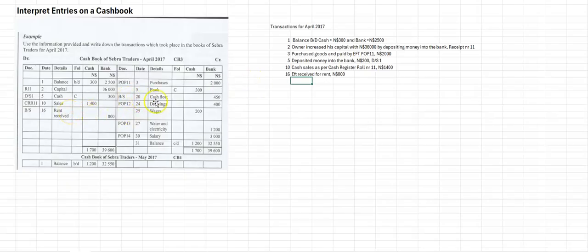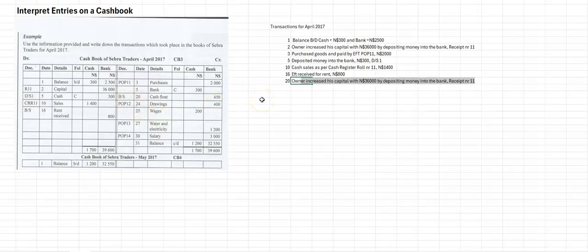Next we have the 20th. So we see that all our debit transactions are now completed. We can just focus on the credit transactions. We have the 20th. What's happening on the 20th? There was drawings. So the owner withdrew. Remember, drawings means the owner withdrew money from the business. How much? $400, and we have a proof of payment 12.